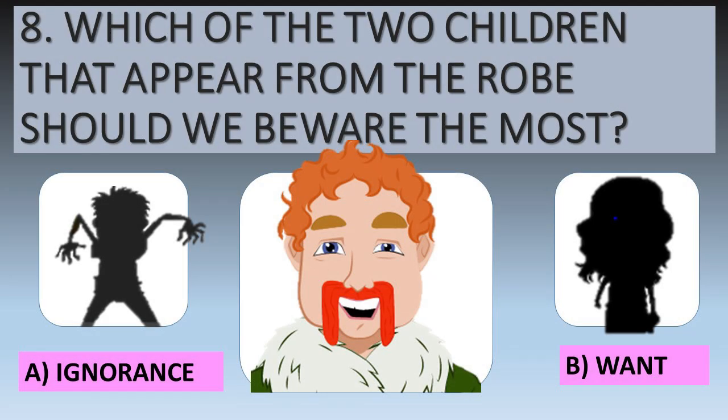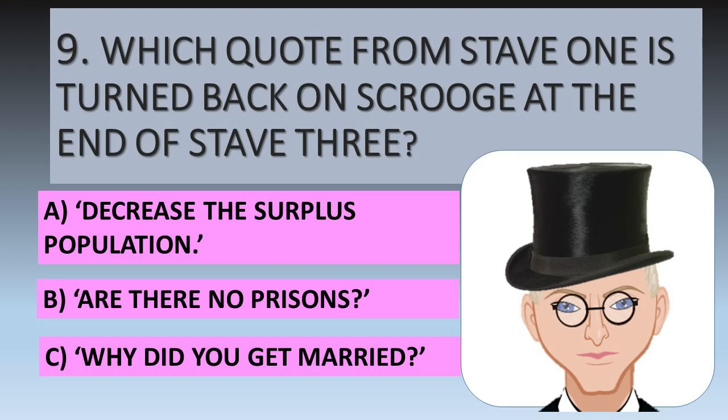Question number 8. Which of the two children that appear from the robe should we beware the most? Is it ignorance or is it want that we should beware the very most? Question number 9. Which quote from Stave 1 is turned back on Scrooge at the end of Stave 3? Is it A, decrease the surplus population? Is it B, are there no prisons? Or is it C, why did you get married?